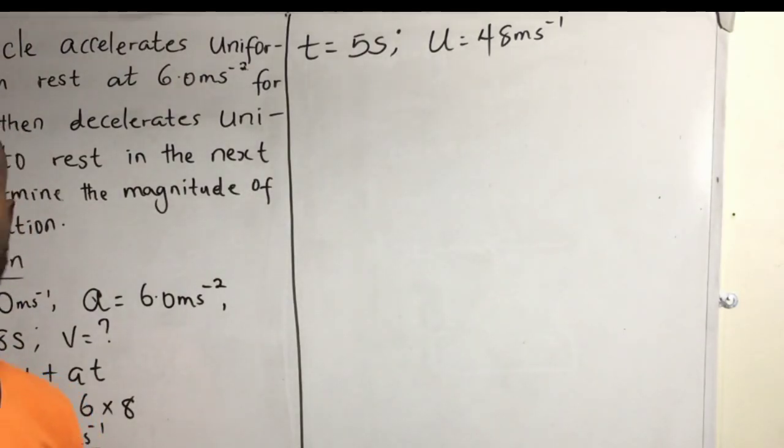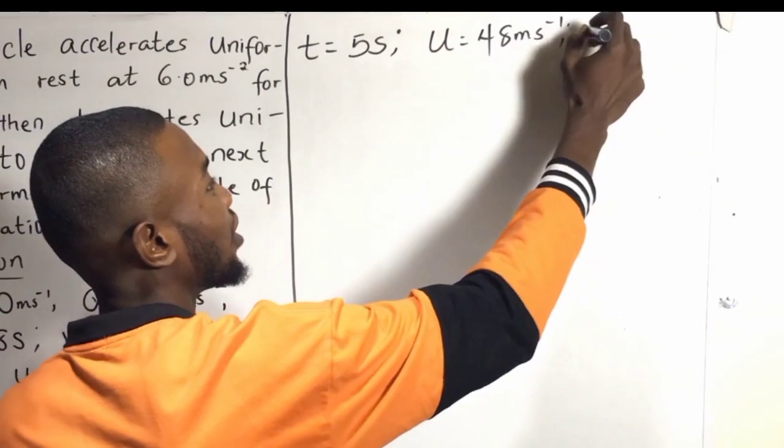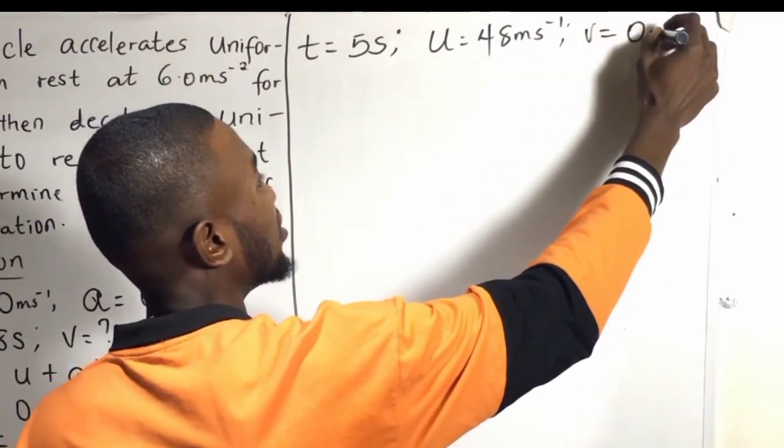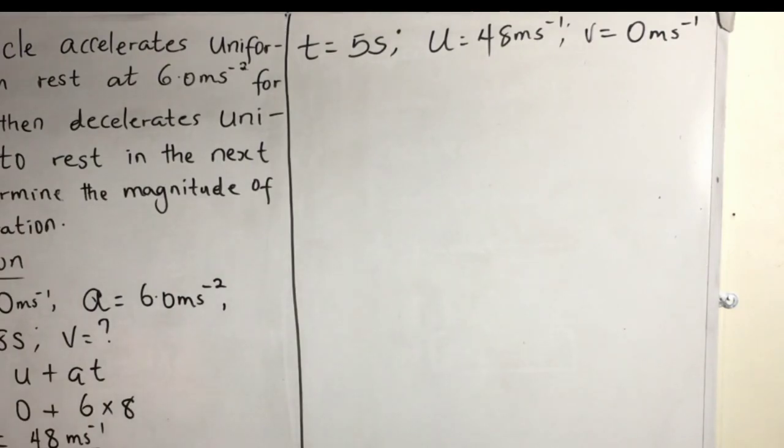Now what's going to be our V? We're told that the body decelerates uniformly to rest. That is, our final velocity is equal to 0 meters per second. Now, what is the question? We are asked to determine the magnitude of the deceleration.